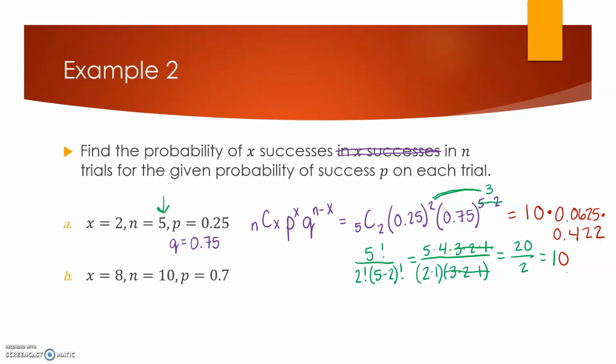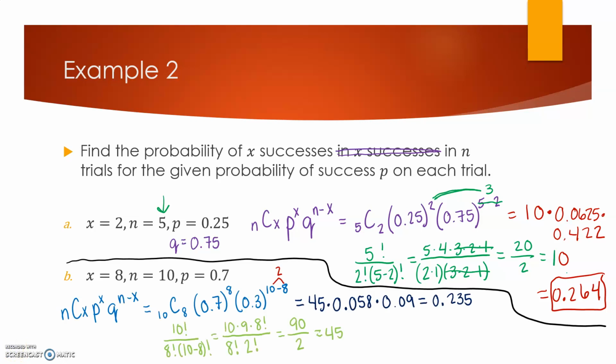So when I multiply all those three numbers together, I'm going to end up with 0.264. You can double check my math, but that's what your probability is. If you translate that into a percent, it would mean that there is a 26% chance of getting 2 successes out of 5 trials with a 25% probability. Try the second one. Work together as a group or work on your own, and come back and we'll check our answers.